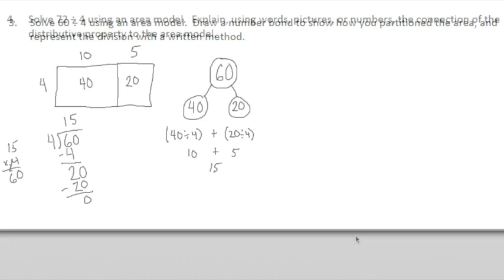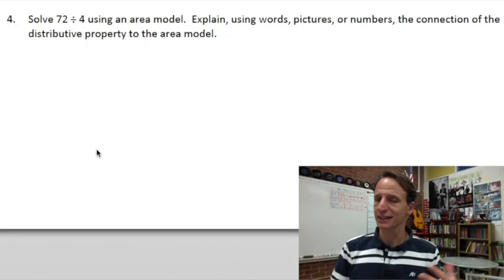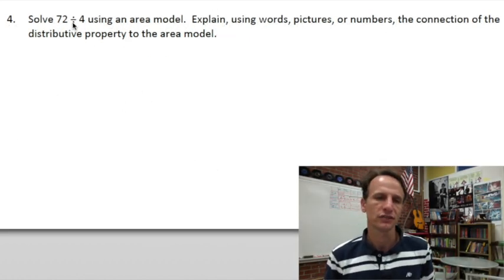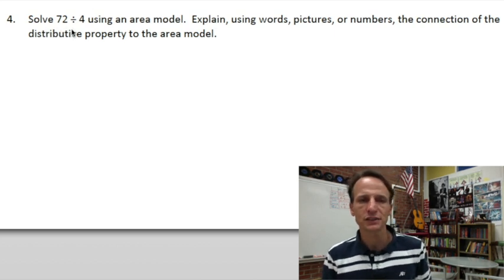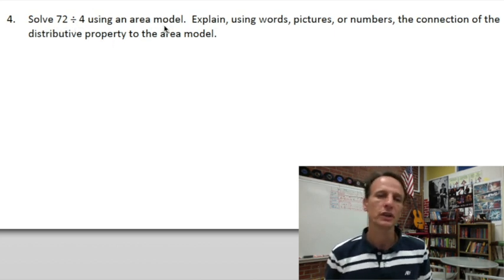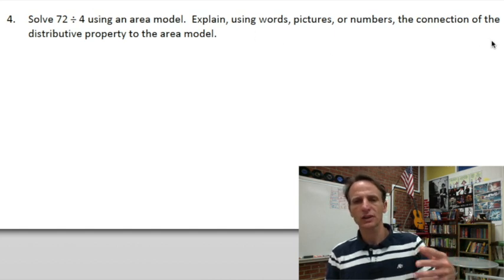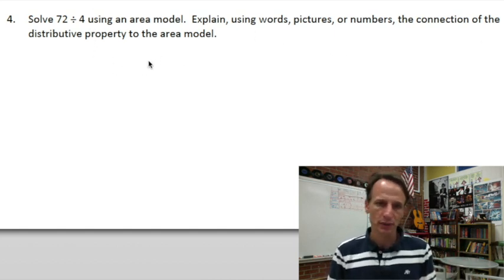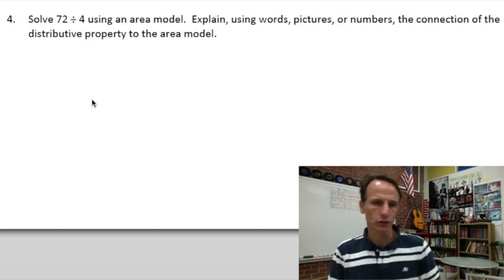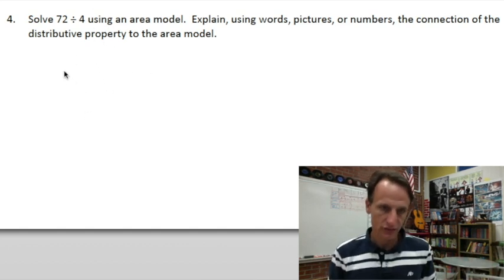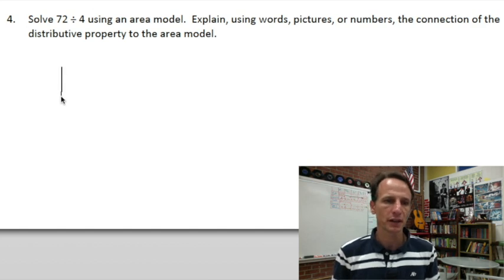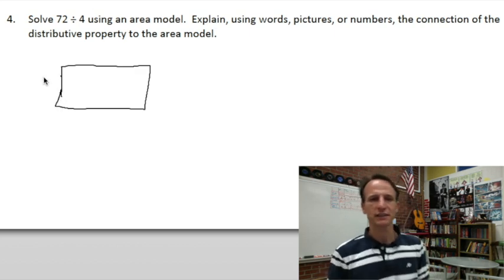Let's go on. And would you believe in number 4, it's kind of more of the same again with a slight difference. We are to solve 72 divided by 4 using an area model, and then explain, so there's a little difference, using words, pictures, or numbers, the connection of the distributive property to the area model. Okay, let's do the first things first there. Solve 72 divided by 4 using an area model. So again, just draw ourselves a sweet little rectangle. My, that's a fine looking rectangle, ain't it?